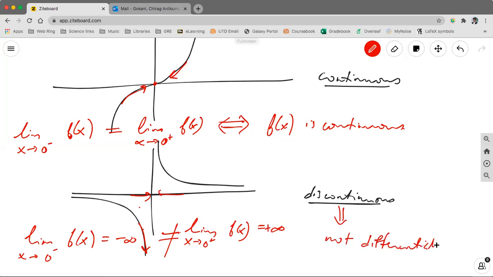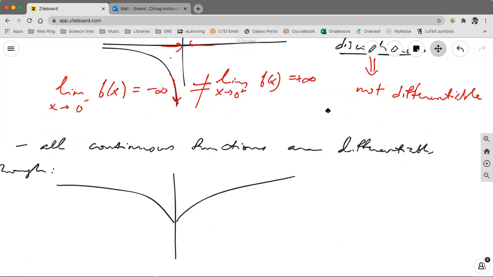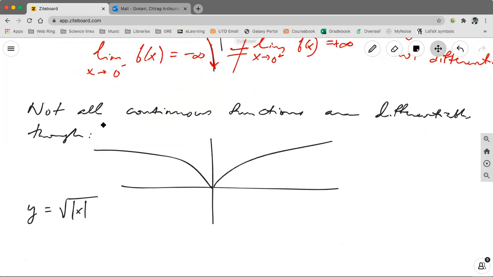So the relationship between differentiability and continuity is kind of subtle, and you have to wrap your head around it. If a function is not continuous, then it is not differentiable. But just because a function is continuous does not mean that it's differentiable. I'll give you an example of that before we really formalize this relationship. So what I'm saying is not all continuous functions are differentiable. All differentiable functions are continuous, but not all continuous functions are differentiable.